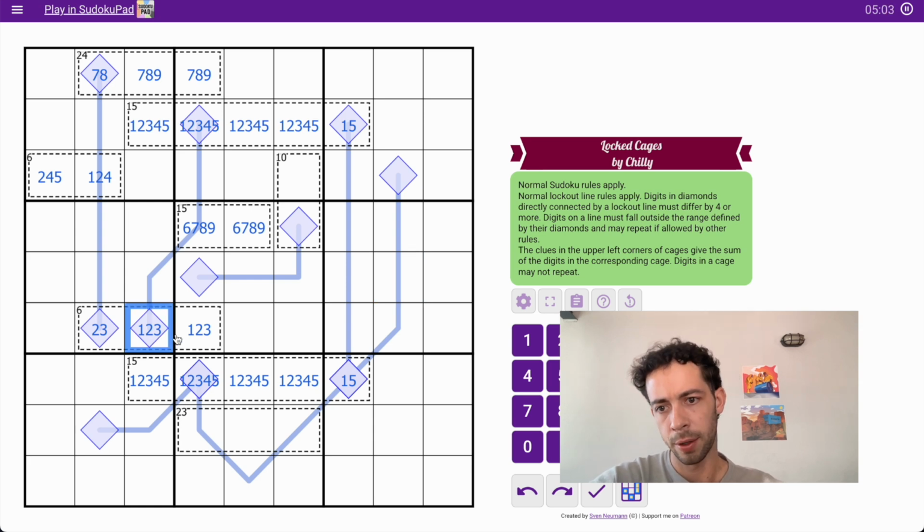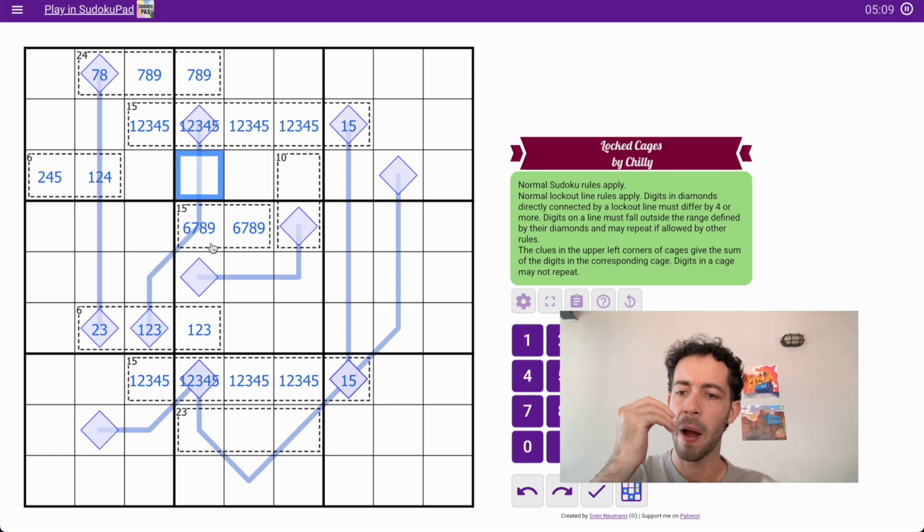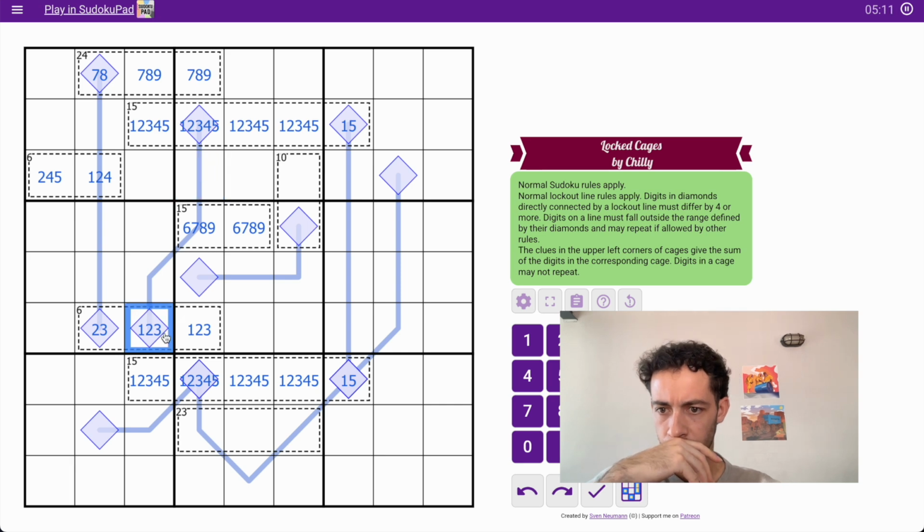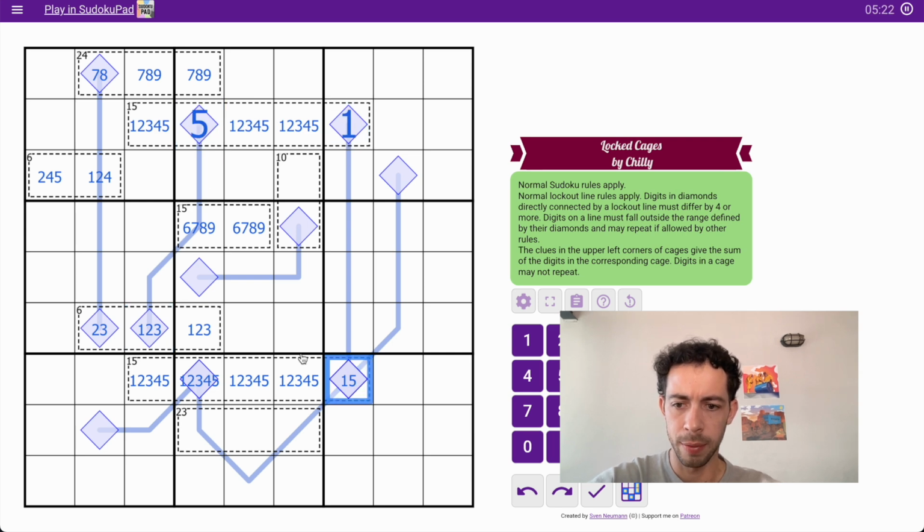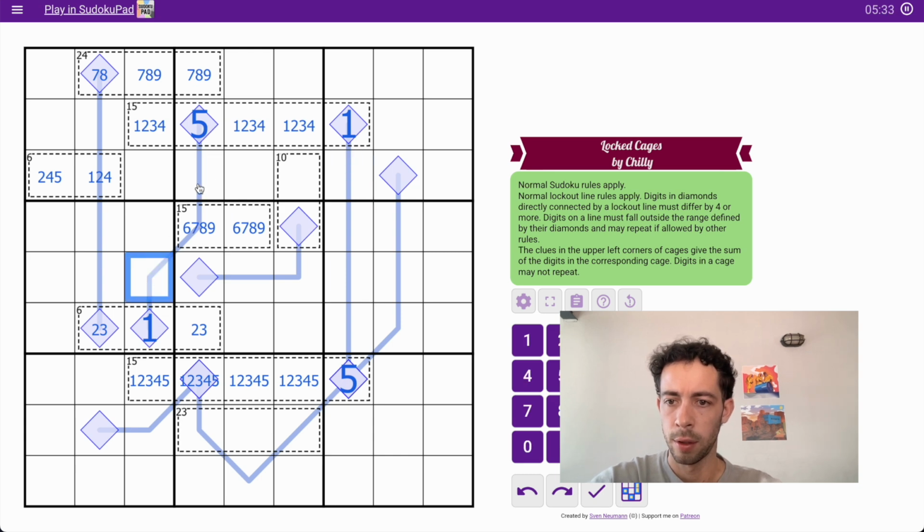What can we say? So let's look at this one. This is a length 5. So 3 would have to be 1, 5. Okay, cool. Well, there we get some digits. That's not 1, that's 2, 3. None of these are 5. That's going to be 1, 5.